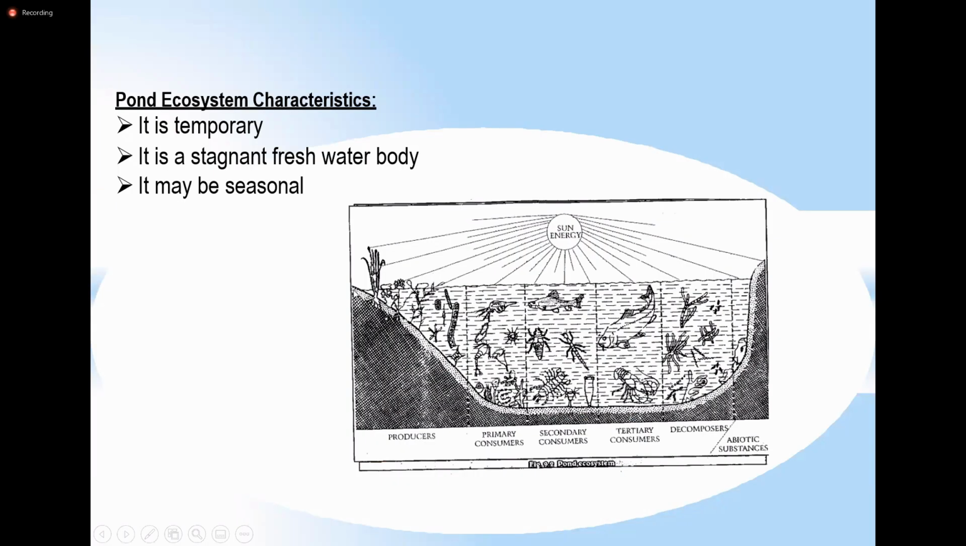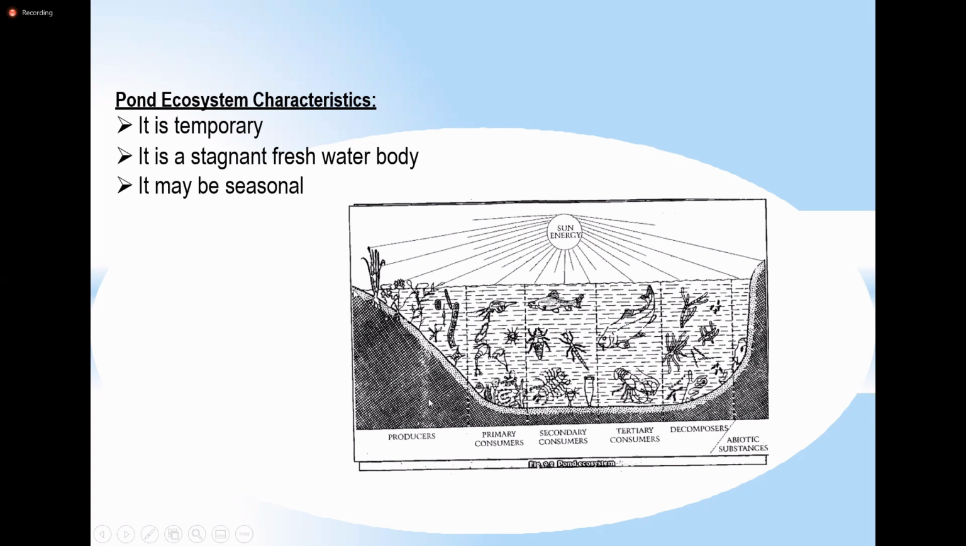Pond ecosystem, the characteristics are: it is temporary because of the fluctuation of the level of the water. So it will go up and down, and the ecosystem changes its characteristics as water fills up and as water dries. It is a stagnant freshwater body. It is not a free-flowing freshwater body because it's not a stream, it's not a river. It may be seasonal. In fact, it is seasonal because if the water dries up considerably, then there is not enough water to support certain types of aquatic life.